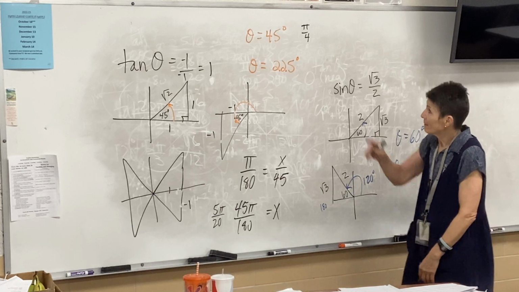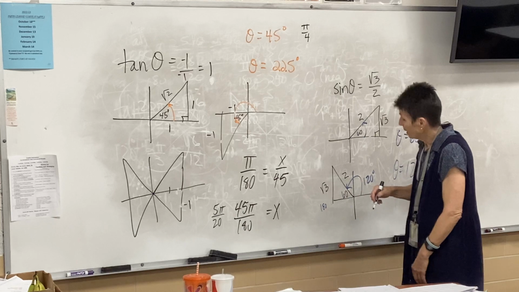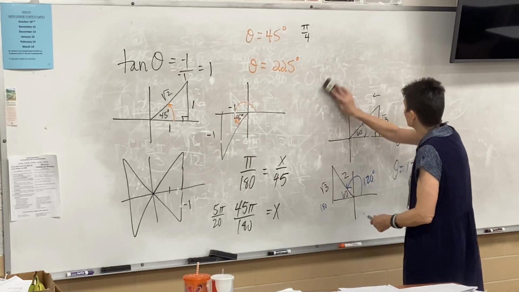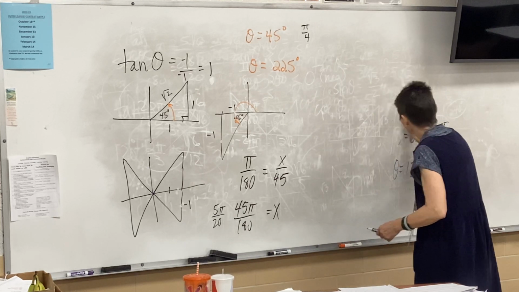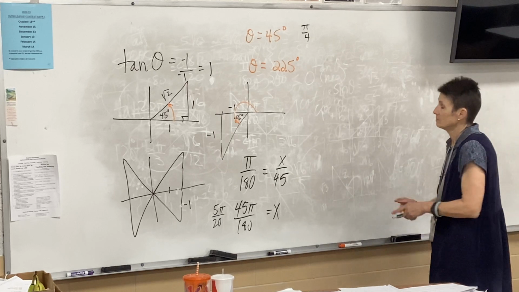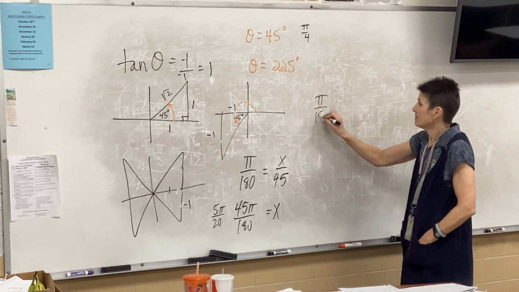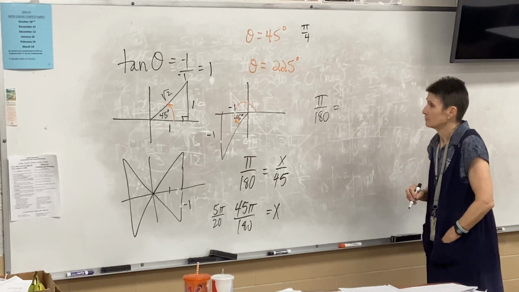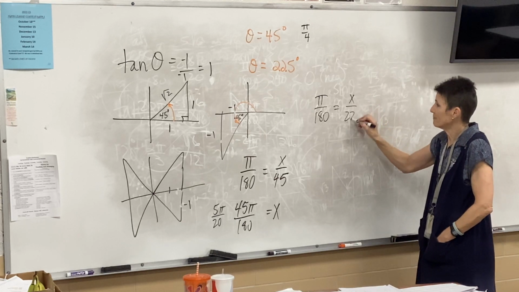All right, what about 225? Well, 225, we can do the same thing with that. Pi over 180 equals x over 225.